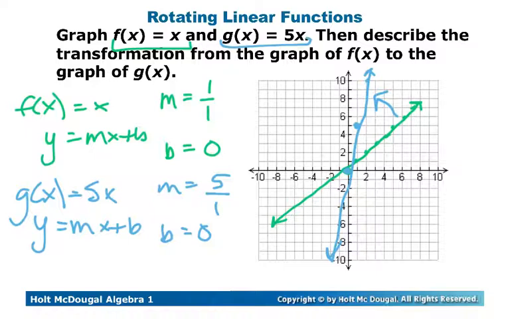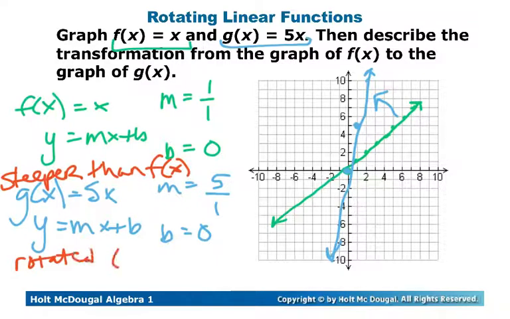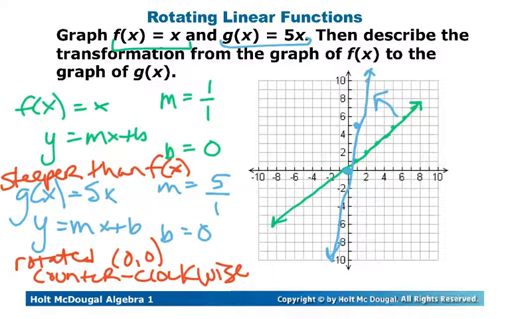So our description of this is going to be, g of x is steeper than f of x. And we can also talk about how it's rotated about 0, 0. And you can even be super specific and say that it rotates counterclockwise. Imagining the hands on a clock, if it was moving this way, that would be counter to what it should be doing. And so that's where that counterclockwise comes from.